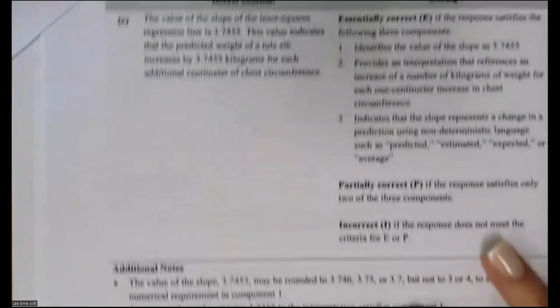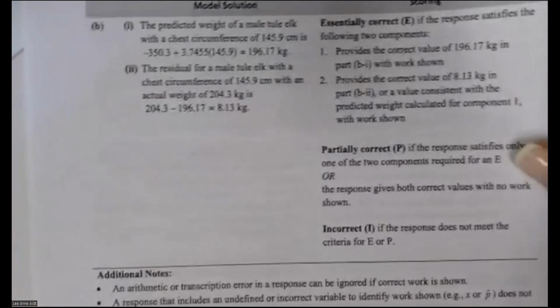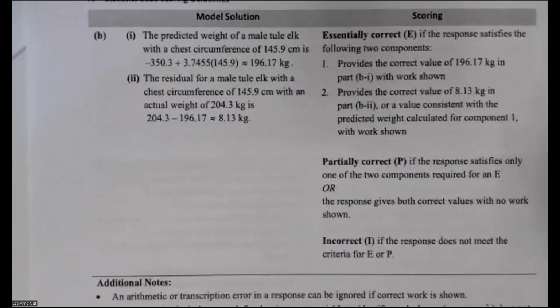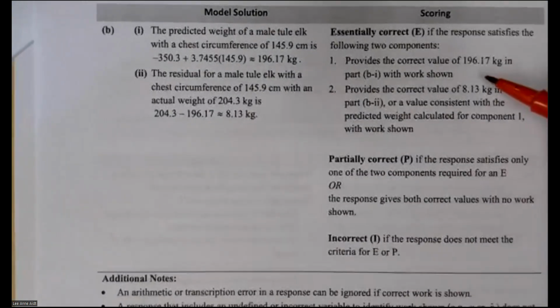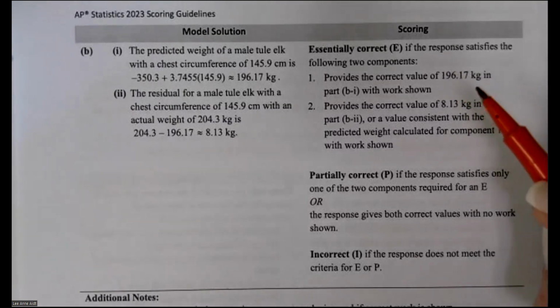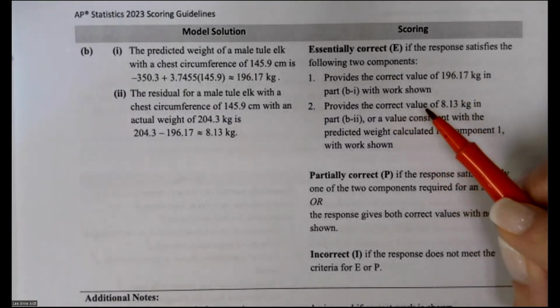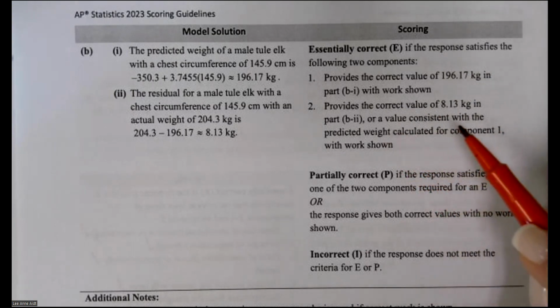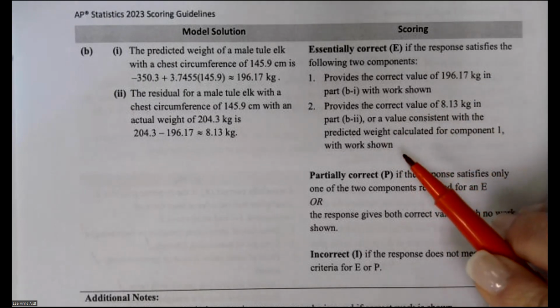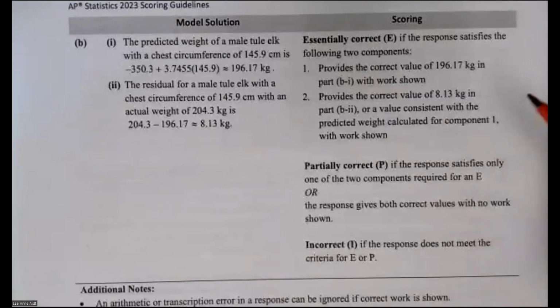Part B. Provides the correct value of 196.17 kilograms with work shown. Provides the correct value of 8.13 kilograms or a value consistent with the predicted weight calculated for component 1 with work shown.